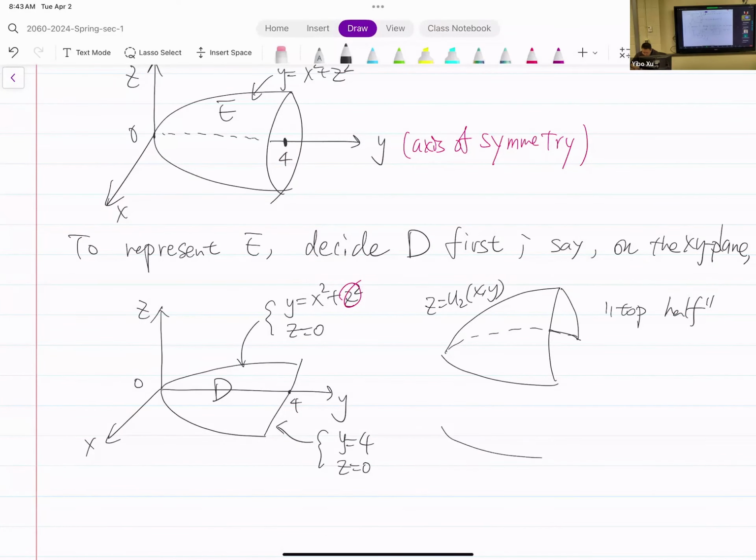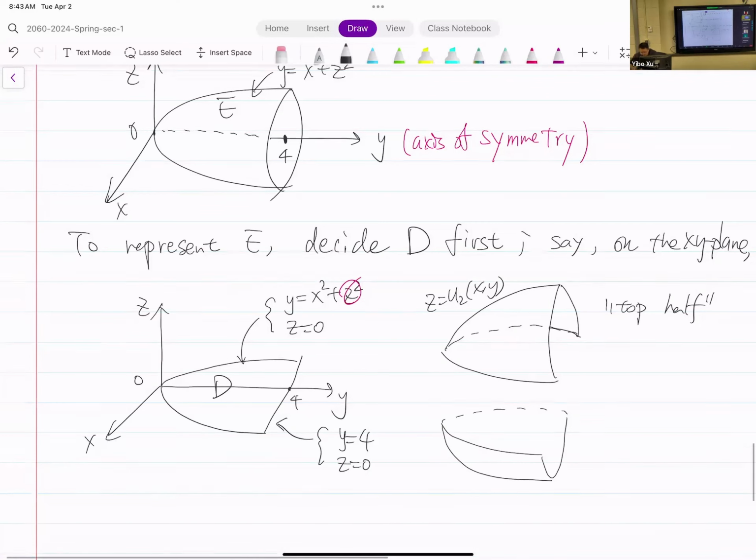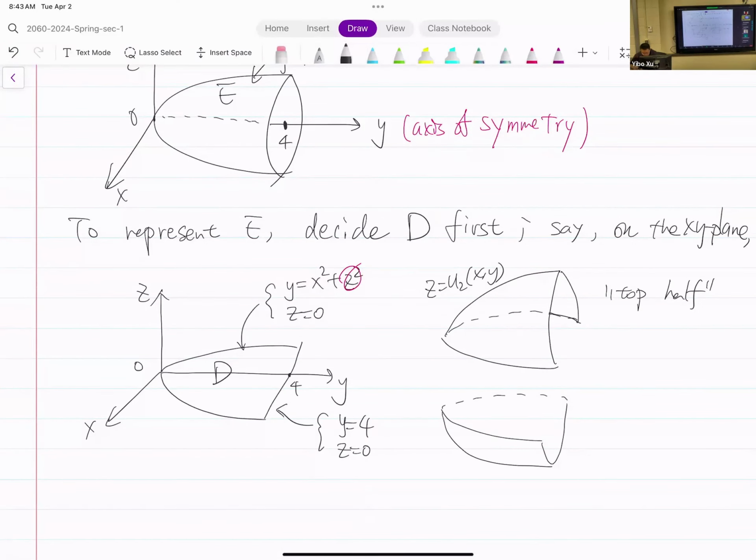And then for the same parabola, there's a bottom part. So this is the bottom half of the surface of the paraboloid, which we call z equals u1 of x, y. Right.